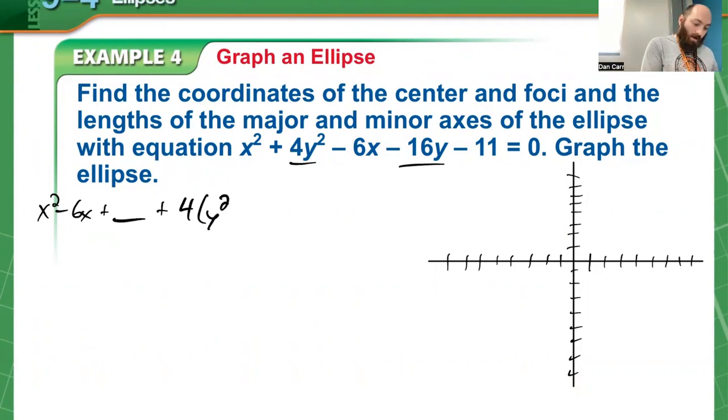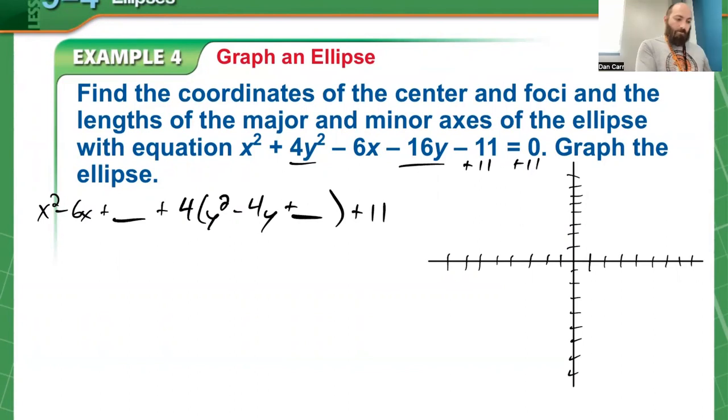So it's going to be y squared minus 4y plus blank. Okay, I'm also going to add the 11 to both sides right away automatically. That equals 11. Okay, and now for my completing the square process, I've got -6 divided by 2 is a -3, and then -3 squared is 9. So I can put a +9 here.